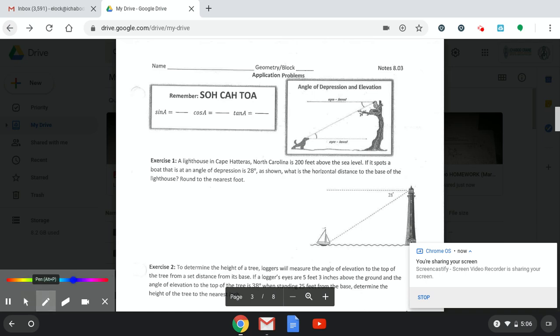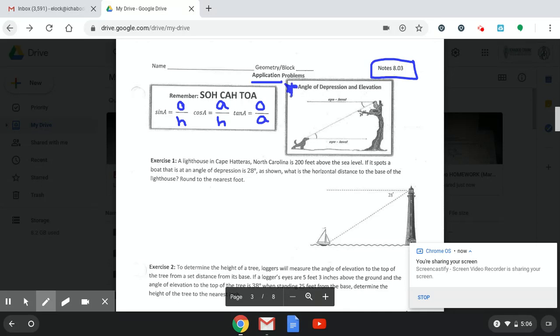Welcome to Notes 8.03. Today we're going to look at application problems using our trig functions. So reminder, sine of an angle equals opposite over hypotenuse. Cosine of an angle is adjacent over hypotenuse. Tangent is our opposite over adjacent.